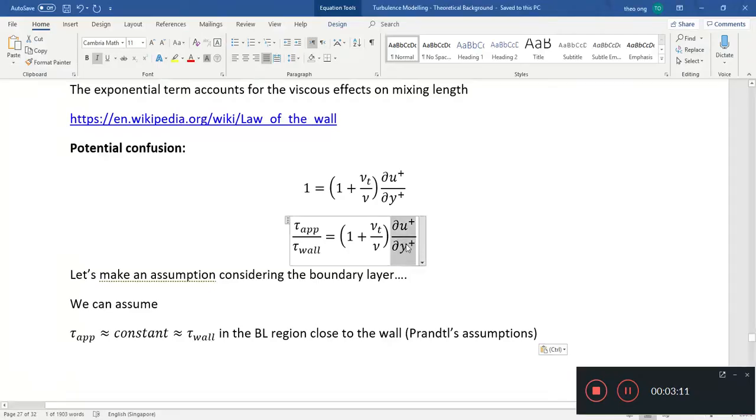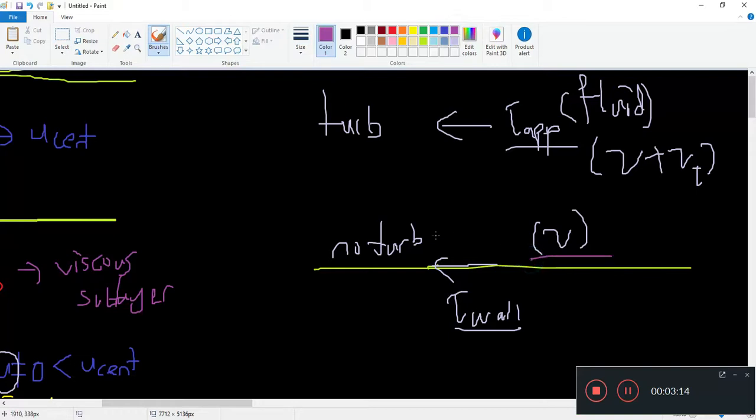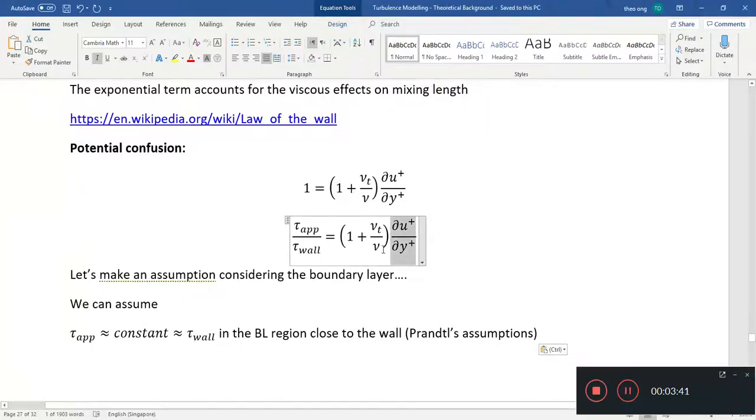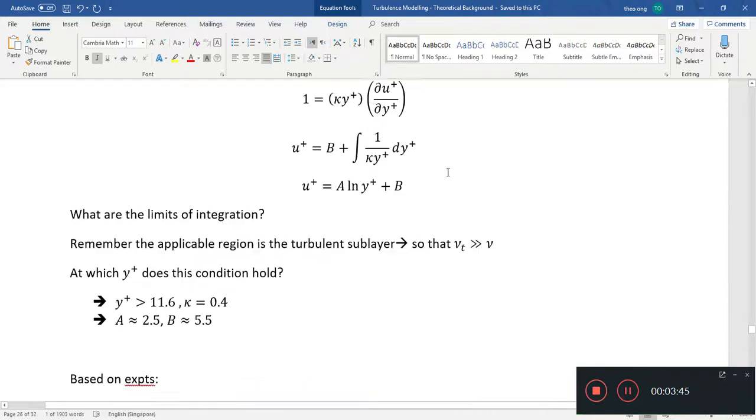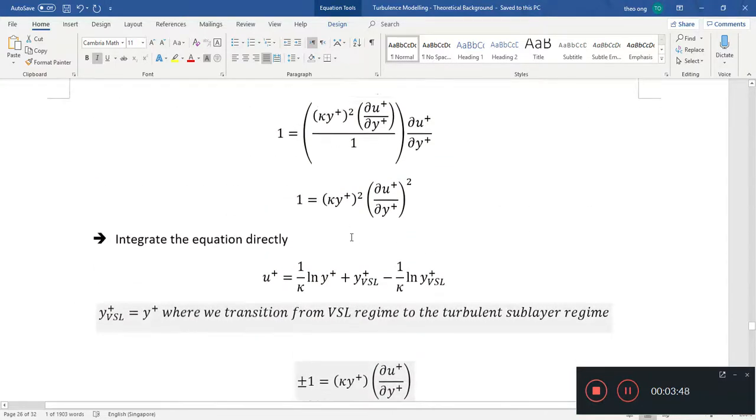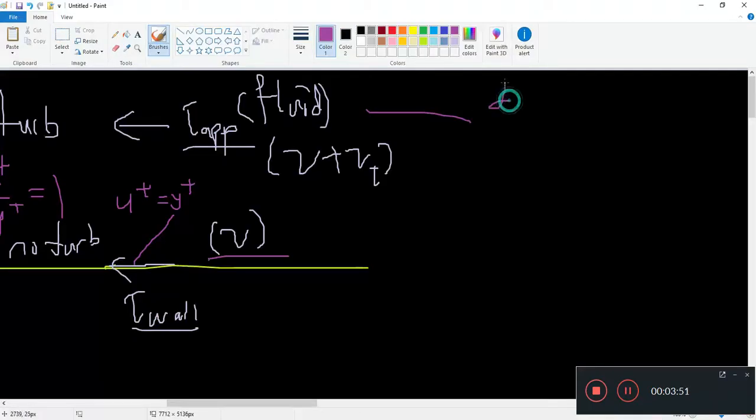In a place with lower viscosity, you have the linear law, u plus equals y plus, so du plus dy plus equals 1, a fixed value. Over here we have a du plus dy plus that depends on y, if you use a mixing length model. So du plus dy plus equals 1 over kappa y plus.